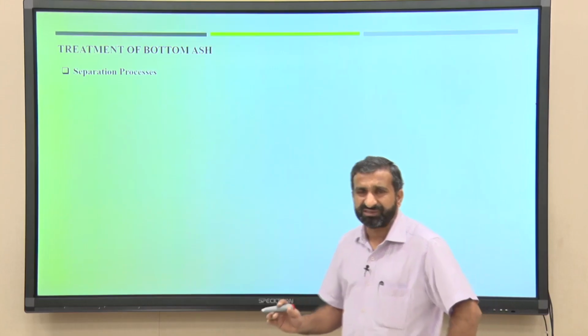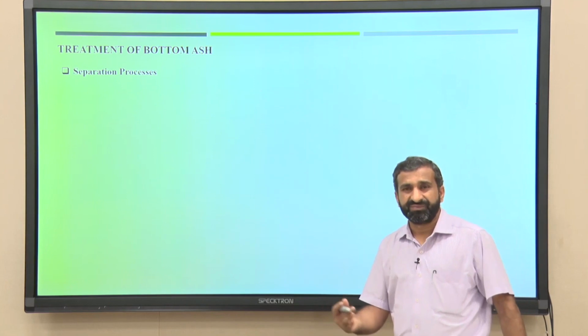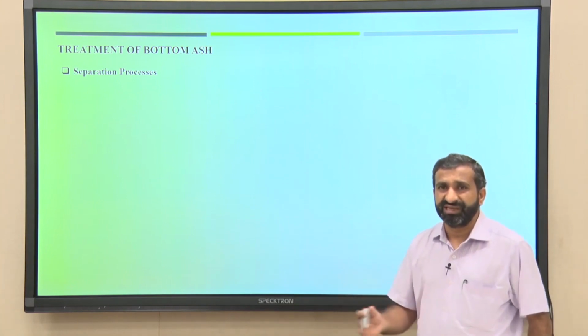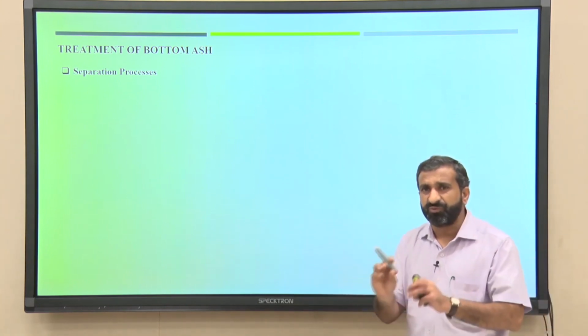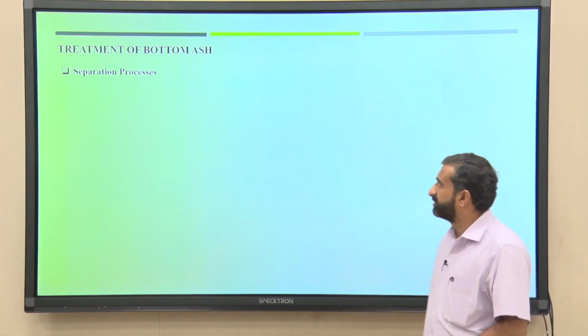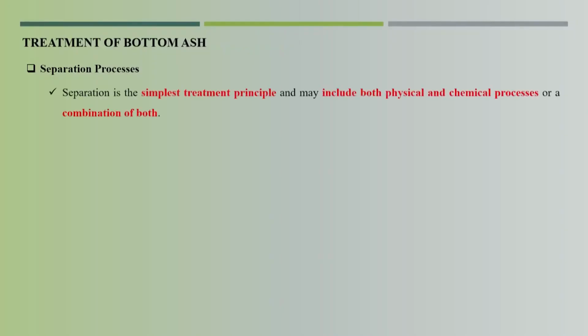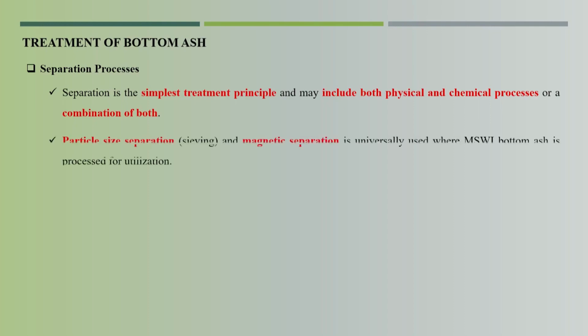Now, we will go for treatment of bottom ash. There are a few technologies which I am going to discuss here, and there is a lot of text available that you can go through for the details. I will just put here a few points on what exactly these treatment processes mean. So, the first treatment process is the separation process. Separation is the simplest treatment principle and may include both physical and chemical processes or a combination of both.